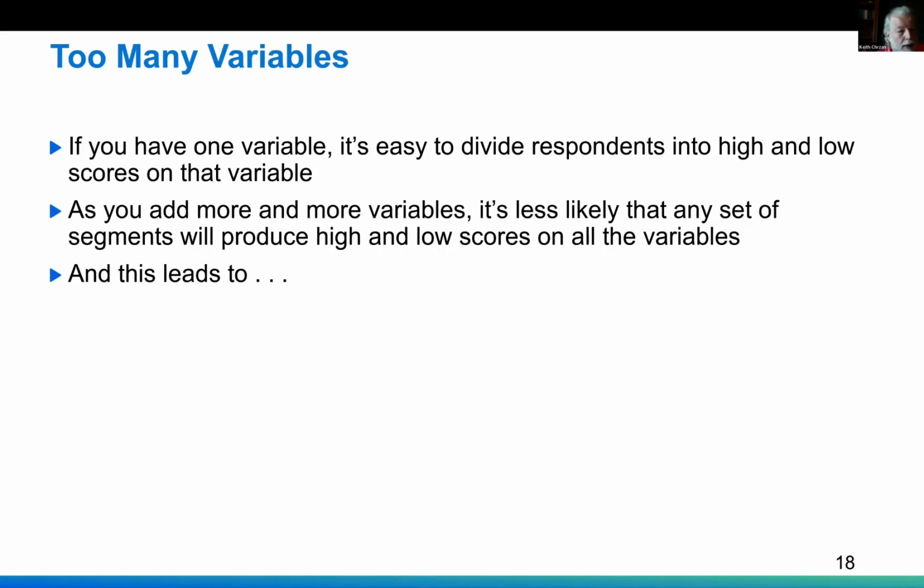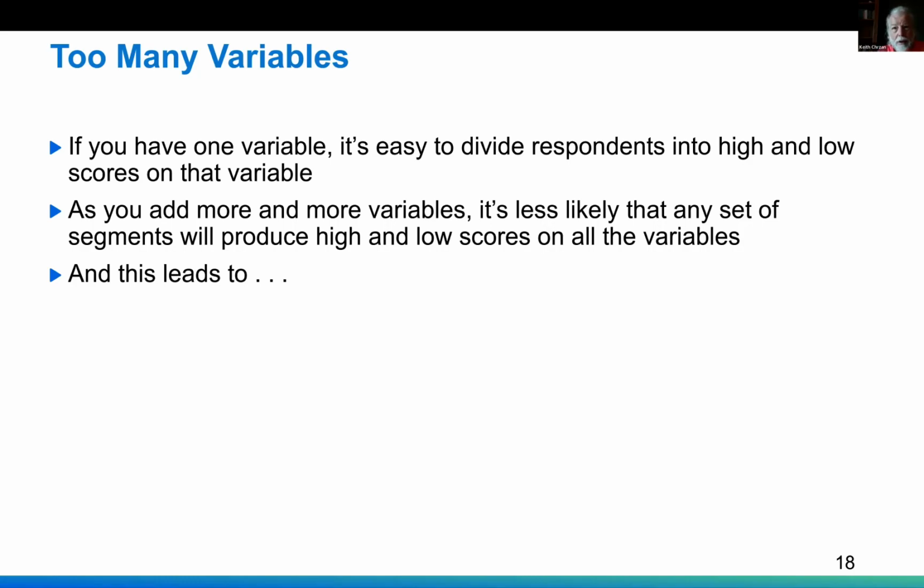Another reason that we want to keep the number of variables small is, and my friend Joe Retzer pointed this out to me. He says, if you have just one variable, it's really easy to divide respondents into high and low scores, right? If we have a sample of people, we can pretty easily divide them in terms of their height or their education or their income. We can draw a median line, and we've got a high and a low group now, right? Or a high, medium, and a low group.